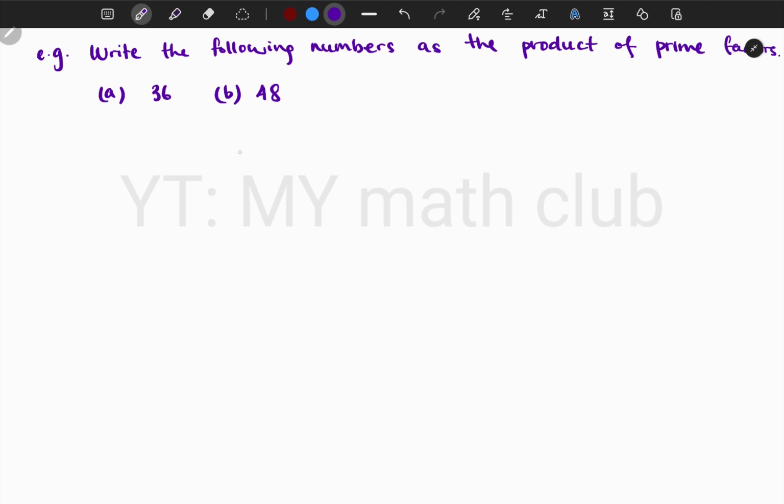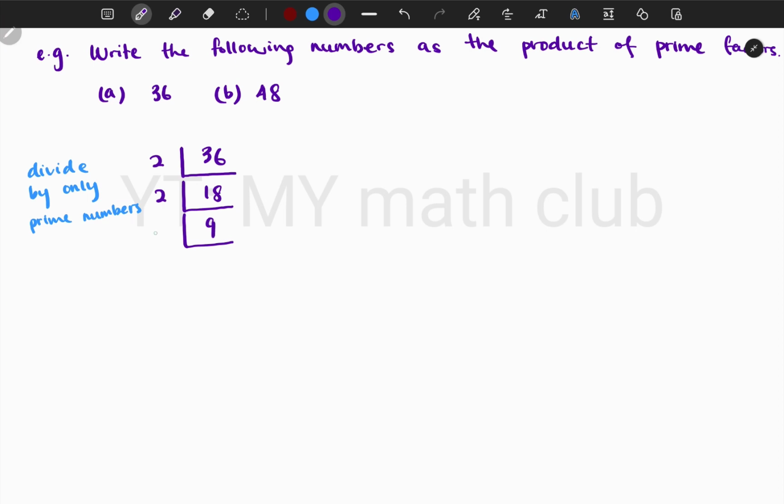To write 36 as the product of prime factors using the long division method, first things first, we're just going to write 36 in the beginning, and we're just going to start dividing it by only prime numbers. So 2 is a prime number. We can divide 36 by 2. We're going to get 18. And then we're just going to repeat this process until we reach 1. So 18 divided by 2. Again, 2 is a prime number.